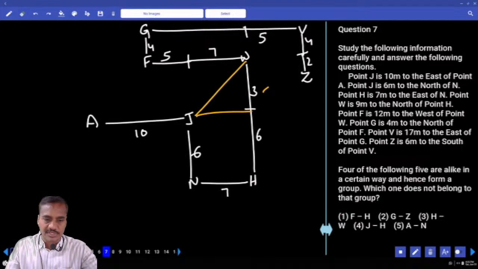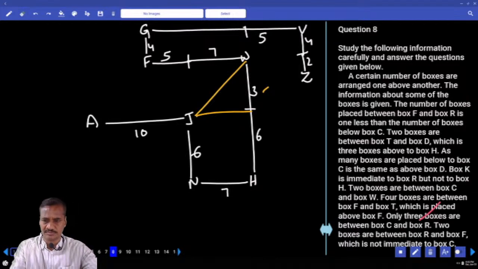And odd one out, F and H. Now F is to the northwest of H. G and Z, G is to the northwest of H and W. And H is to the northwest of W అయిందా? And H is to the south of W, choice 3 is the odd one.